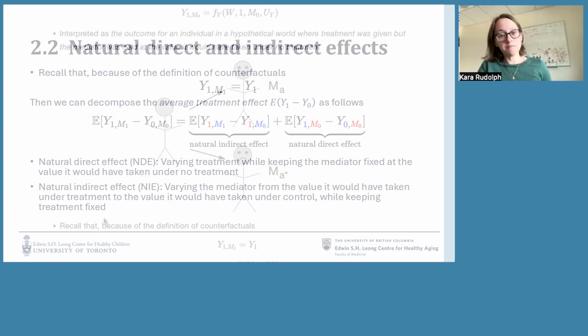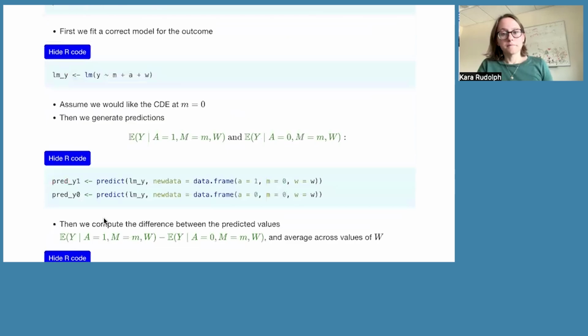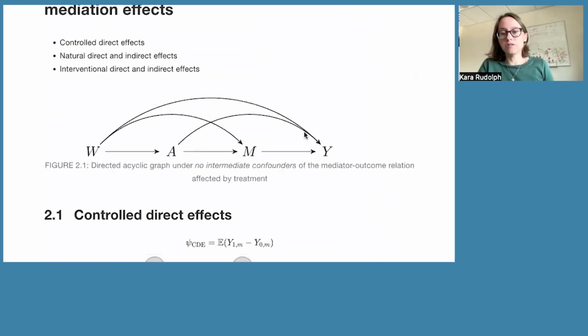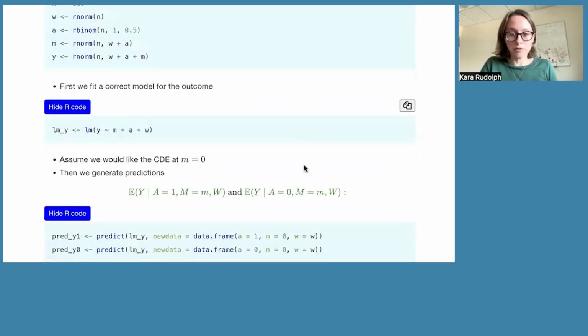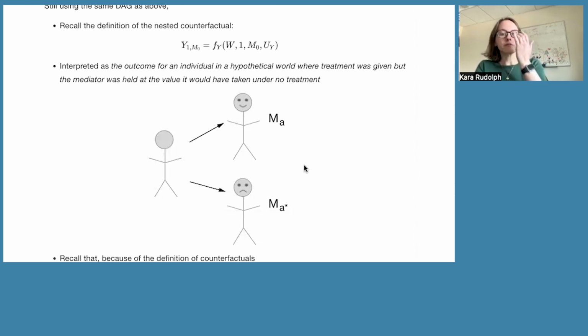So we're going to use this same DAG as above. Again, we're using this DAG, which is the one without the Z variable in it. And then we're going to remember from the last section our definition of a nested counterfactual, right? And again, this is interpreted as the outcome for an individual in a hypothetical world where we gave treatment, but the mediator was whatever value it would have taken for that individual under no treatment.